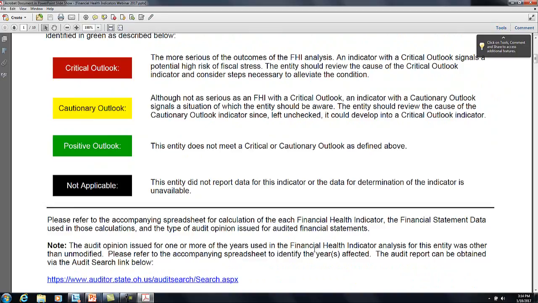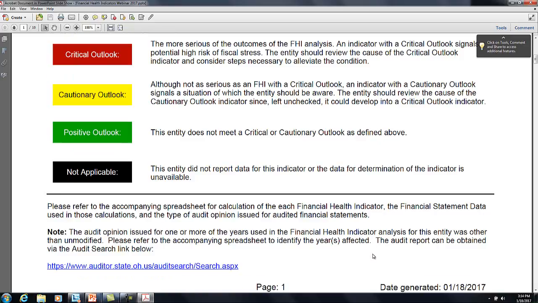And in this entity's situation, they did have an audit opinion of 1 or more years that was other than unmodified. So that disclosure is made along with a link to take you to the Auditor of State's website to look at the report and determine whether or not that modification would impact this report.